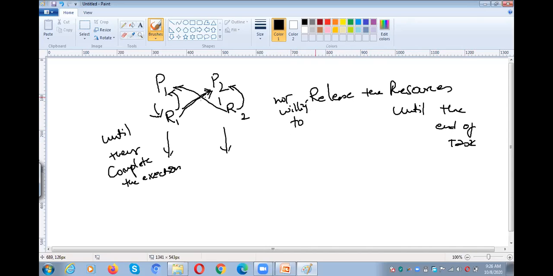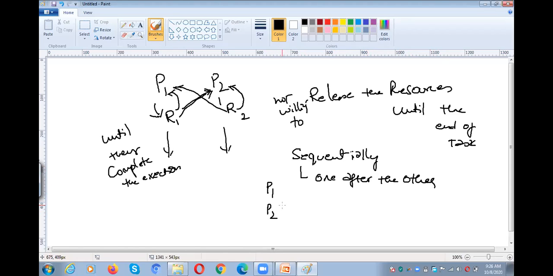Why did this problem happen? If these two processes are executed sequentially, then there might not be a problem. Why? Because what is sequential execution? Sequential execution means one after the other. That means P2 starts its execution once P1 completes its execution. That is called sequential execution. But in our model, what happened here? P1 and P2 both are trying to execute things concurrently. Concurrently means in parallel, at the same time.